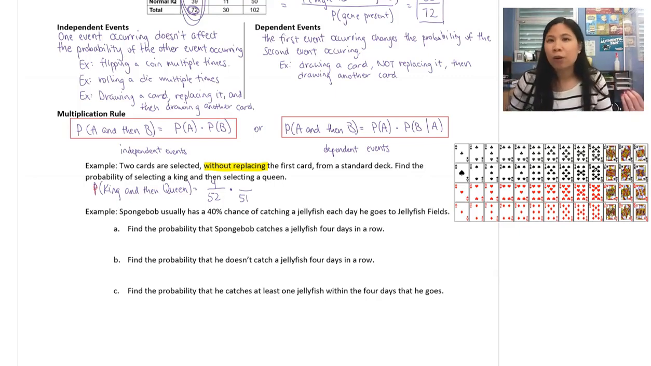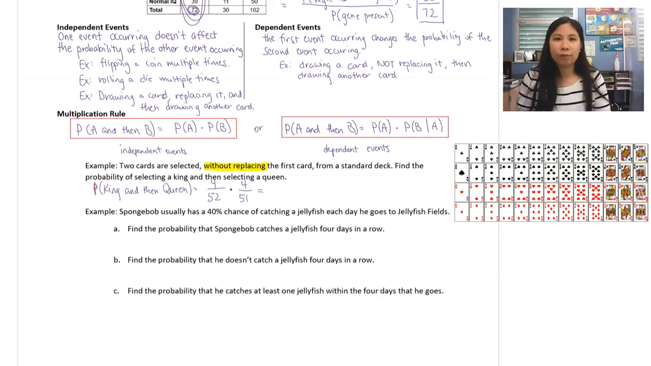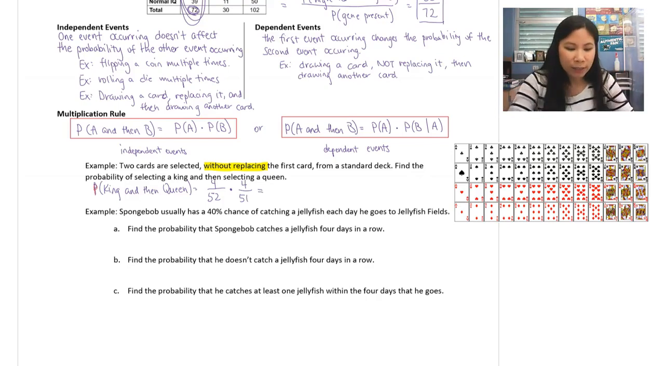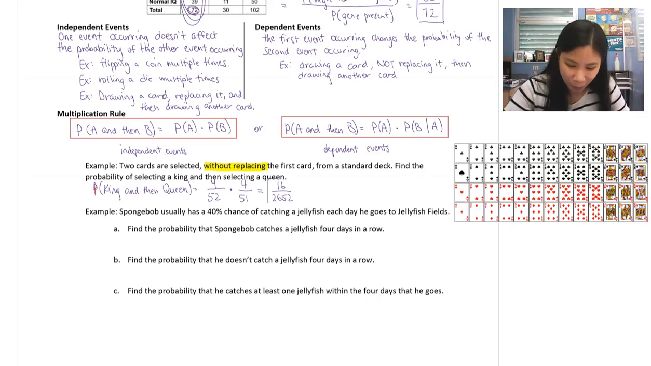So the first time, we're always assuming that I drew a king already. So this time, when I count how many queens are left, there are still 4 queens left in the deck. So then 4 out of 51 is what I am multiplying by. So multiplying these things together, I end up with 16 over 2,652. Okay, so there's my probability. Again, I don't need to reduce.